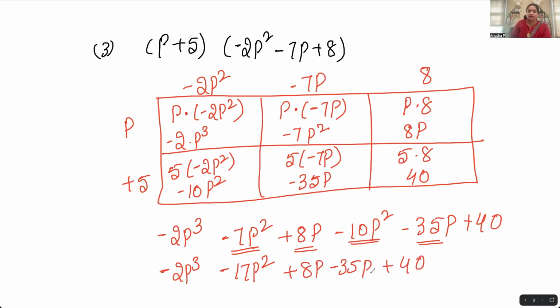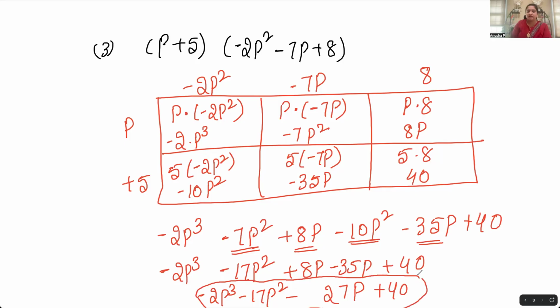Plus 40, okay? Minus 2p³ minus 17p². 35 minus 8 is 27. Okay, plus 40. Is it clear? Because positive 8p minus 35p is minus 27p. Okay.